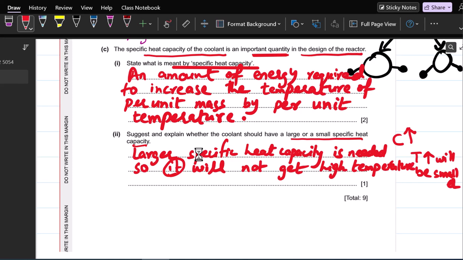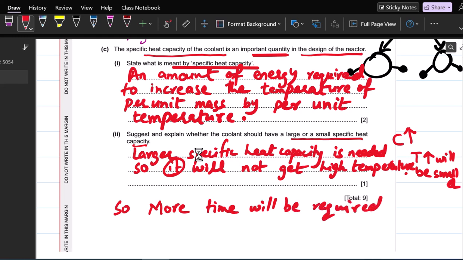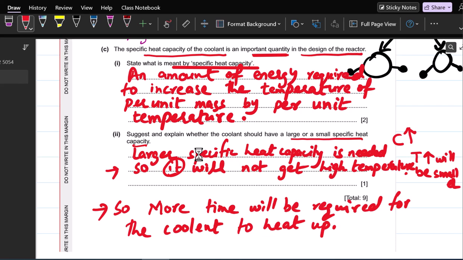So this is one way. Or you can say it will take more time for the coolant to heat up. Or you can say larger specific heat capacity is needed, so more time will be required for the coolant to heat up. So this is also correct. There are many other options. Whatever you like, you can answer. So moving to the next question.